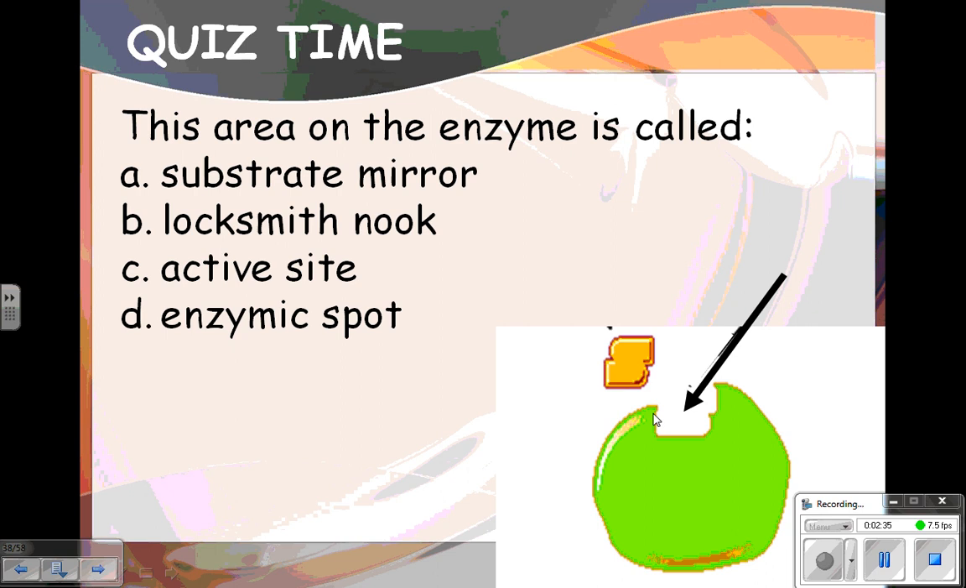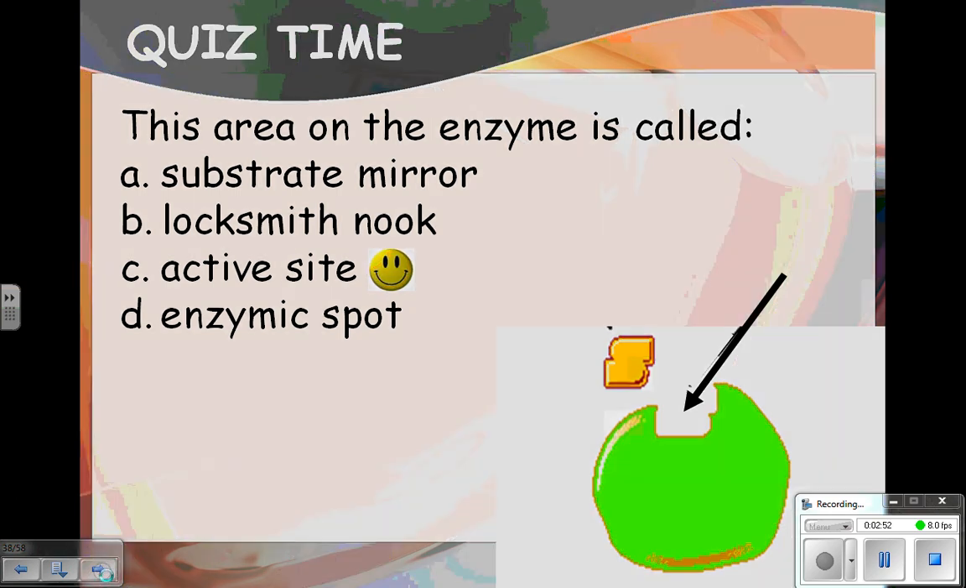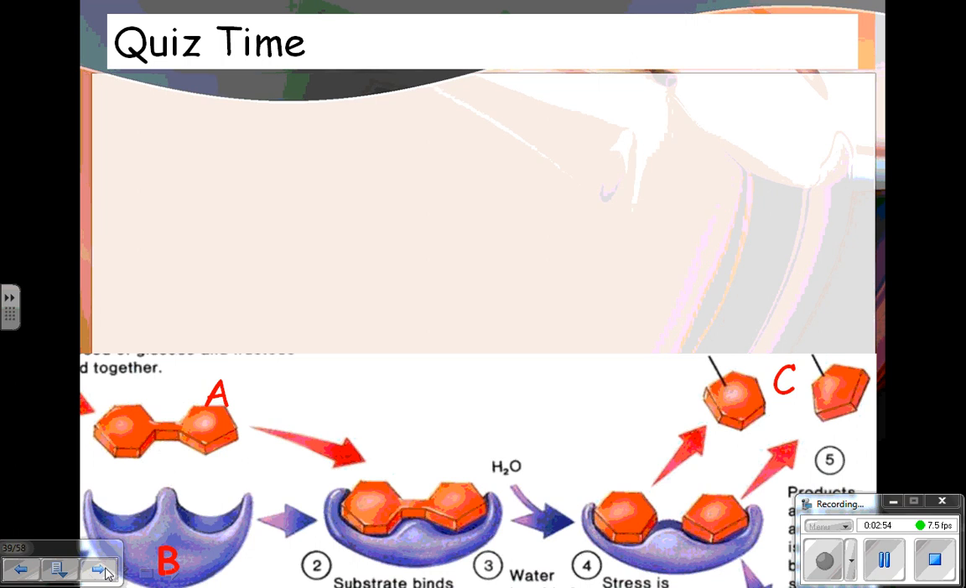This area right here on an enzyme is called a substrate mirror, a locksmith nook, active site, or enzymatic spot. It's called an active site, and that's the place that's active when the substrate goes into it. Last question.